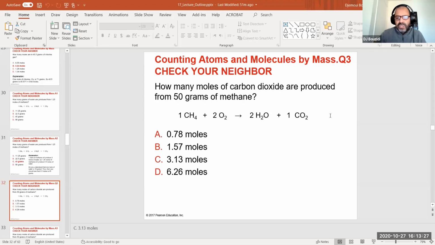1 mole of CH4 gives me 1 mole of CO2. Now, 1 mole of CH4: C is 12 plus 4, which makes it 16. So 16 grams per mole. So how many moles in 50 grams? I divide 50 by 16.